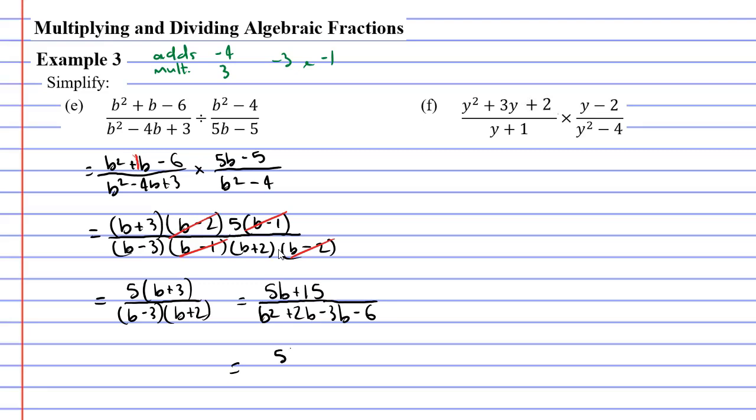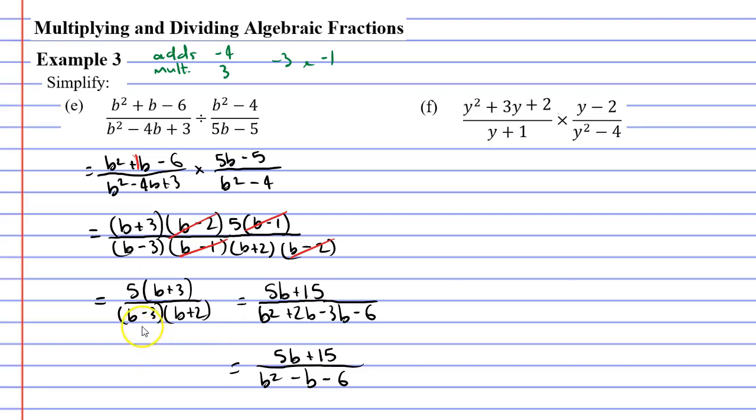Okay, and we can combine a couple of terms here in the middle, because for our denominator we've got b squared, and 2b minus 3b gives us just minus b. And then finally we've got our minus 6 at the end.